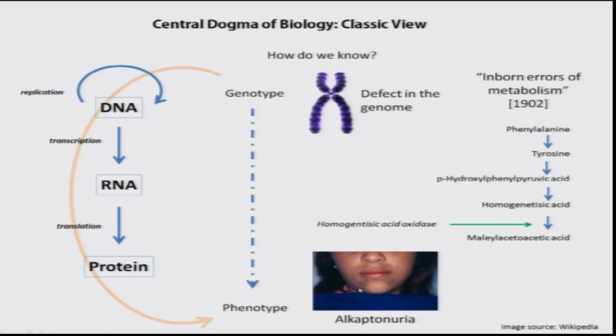What he looked at is a condition called Alkaptonuria, in which you have abnormal pigmentation like that you see here, and this pigmentation is one of the symptoms, but the patients otherwise have several other conditions which affect the normal physiology.